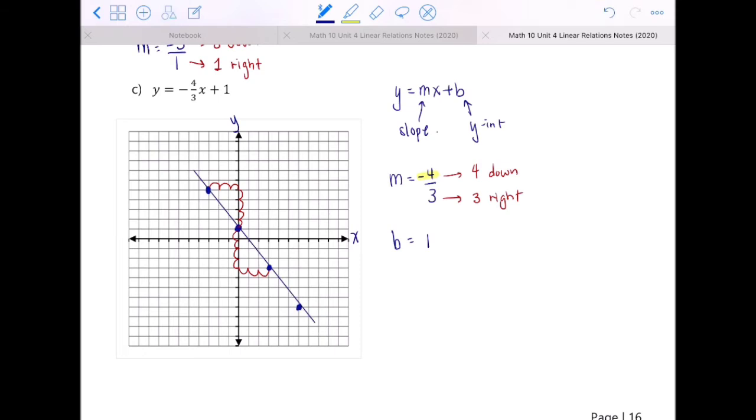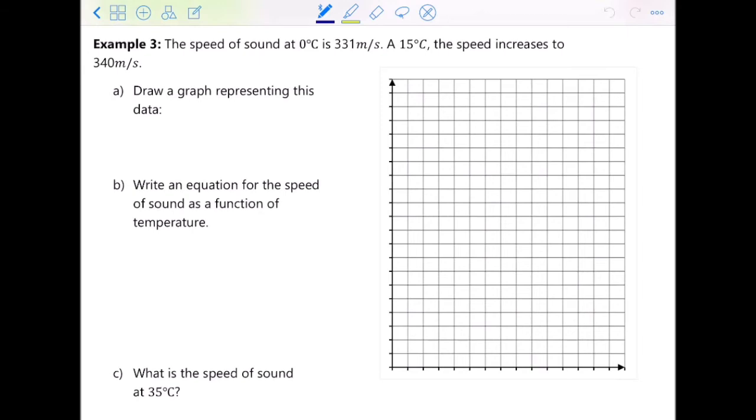Something like that. All right, so that's it for example 2, part C. Moving on to example 3.